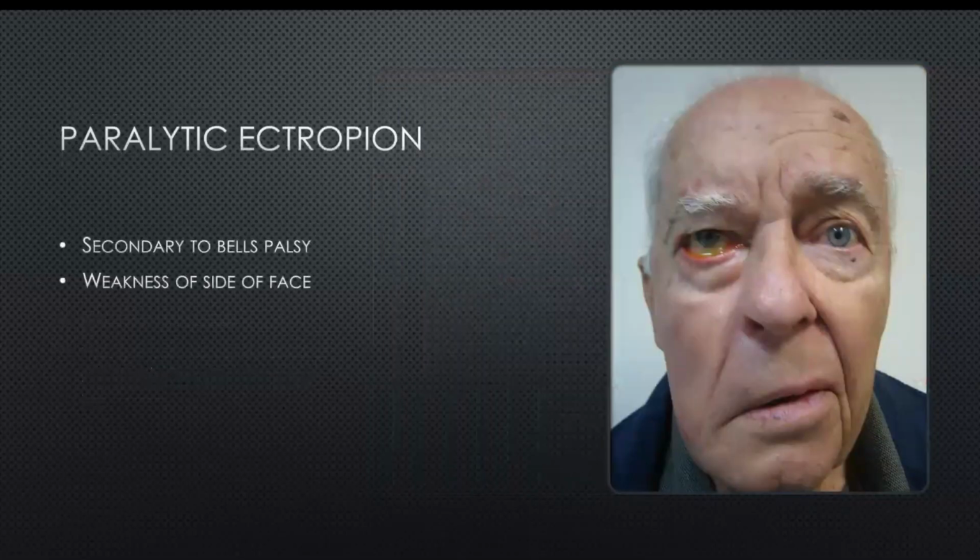And lastly, just to comment on paralytic ectropion, these are usually secondary to a Bell's palsy, and you can tell that because there's a weakness of the entire side of the face. You'll usually give these patients some time before you decide to operate on anything. But if they're left with this ectropion, then again, horizontal lid shortening is usually something that you can consider doing.